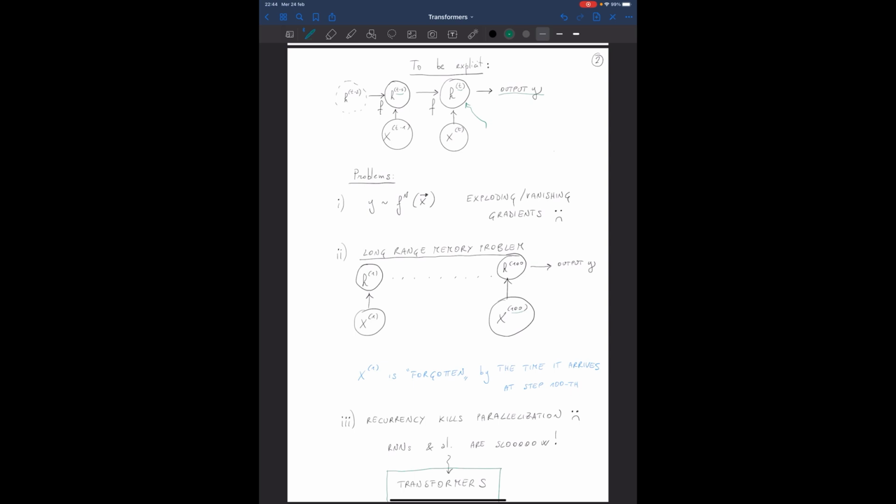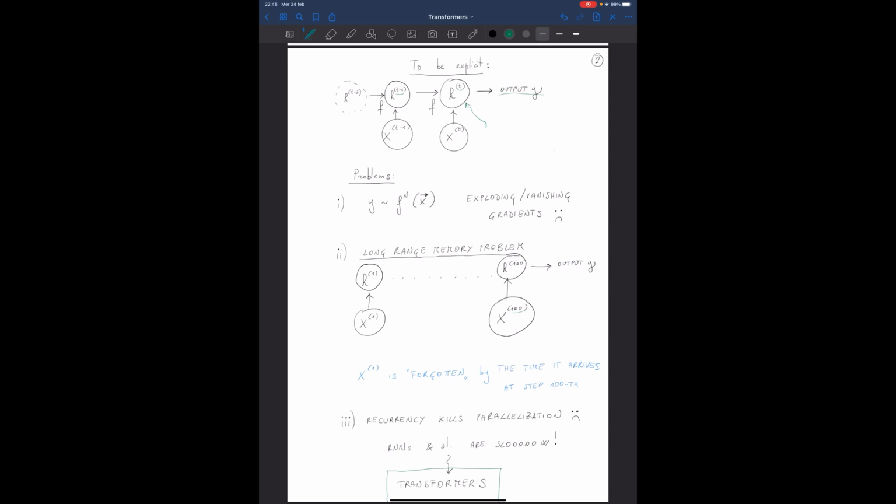And then the third problem, maybe the most important problem, because the first two can be tackled, is the fact that recurrency in fact kills parallelization. So recurrent neural nets and the other stuff that I mentioned before are slow, because you need to wait for the computation of, for example, h at t minus 1, if you want to compute h, the hidden state at time t. So you need to wait, and you have to do it sequentially. You cannot parallelize by definition of recurrency. And so the effect is that LSTMs, recurrent neural networks, all these kinds of things are slow because they cannot be parallelized. The solution to this is called transformers.